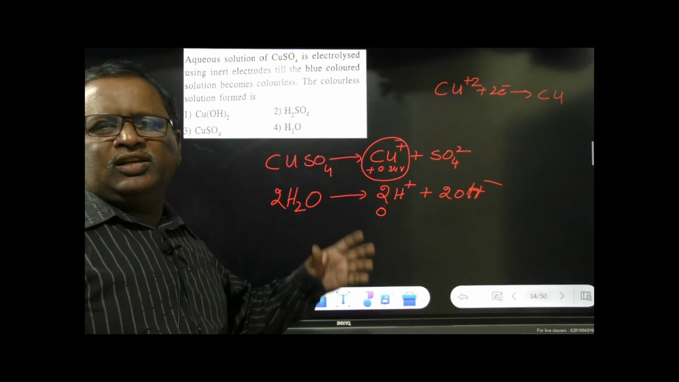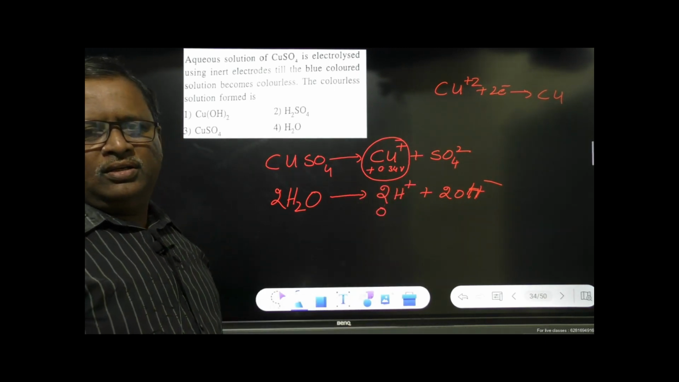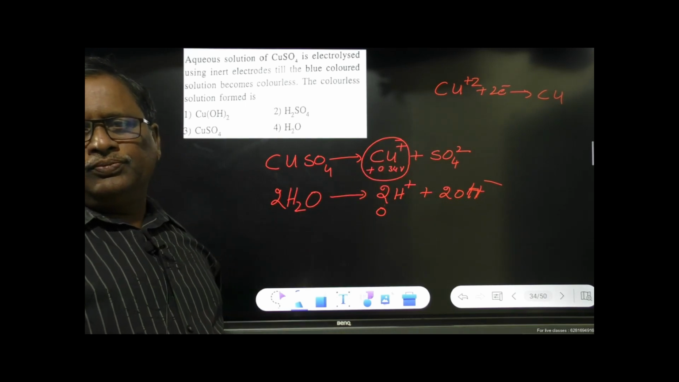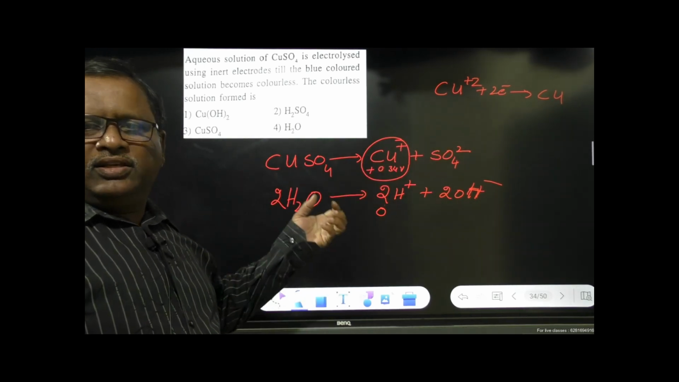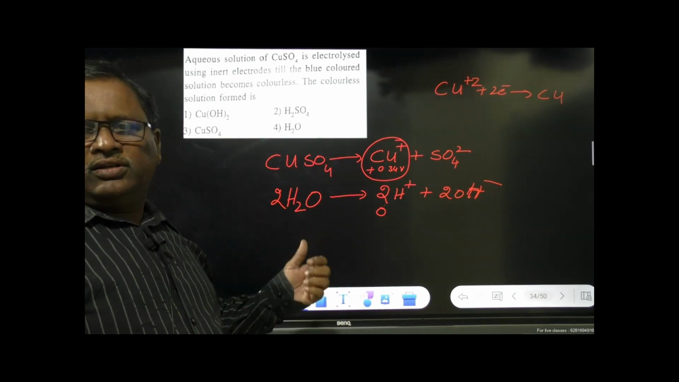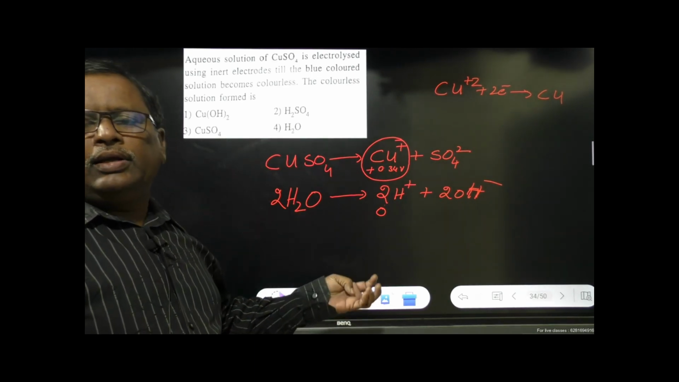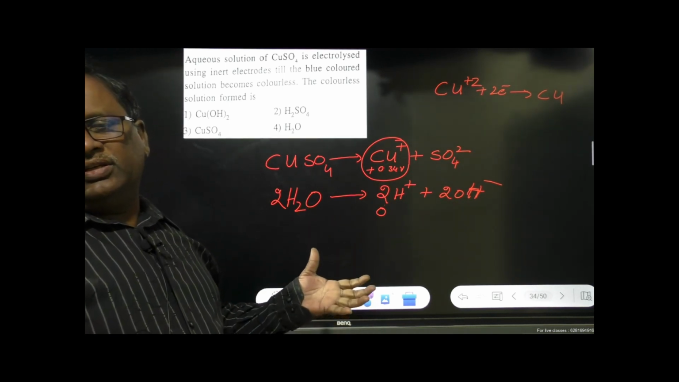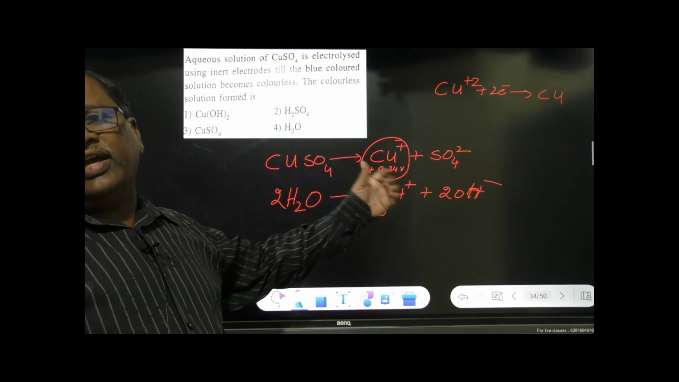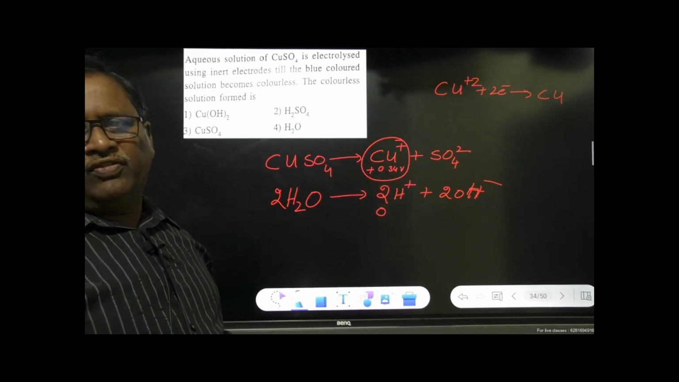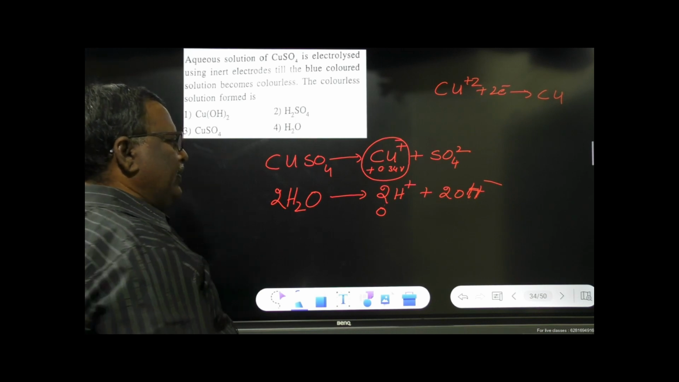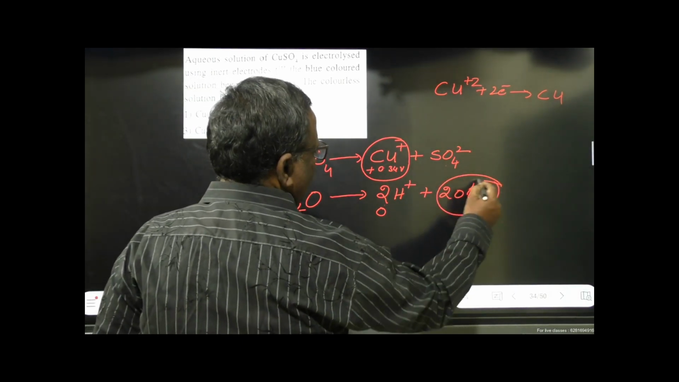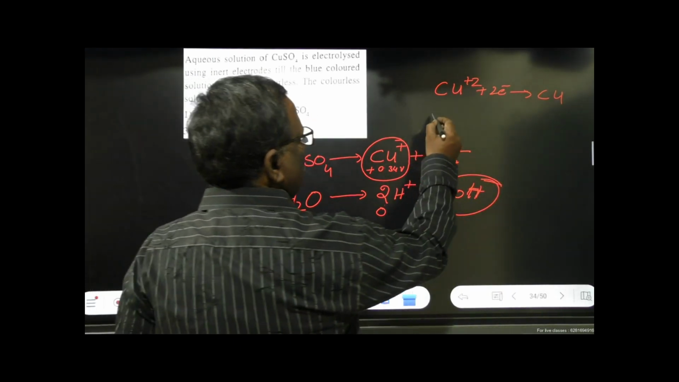Copper is less reactive than hydrogen. If sodium, aluminum, magnesium, such active metals are present, H plus ions are liberated as H2. But here copper is less reactive than hydrogen. So if metals like copper, silver, mercury, etc. are present, they discharge at cathode instead of H plus ions. So copper will disappear. Then out of SO4 minus 2 and OH minus ions, OH minus is preferably discharged.